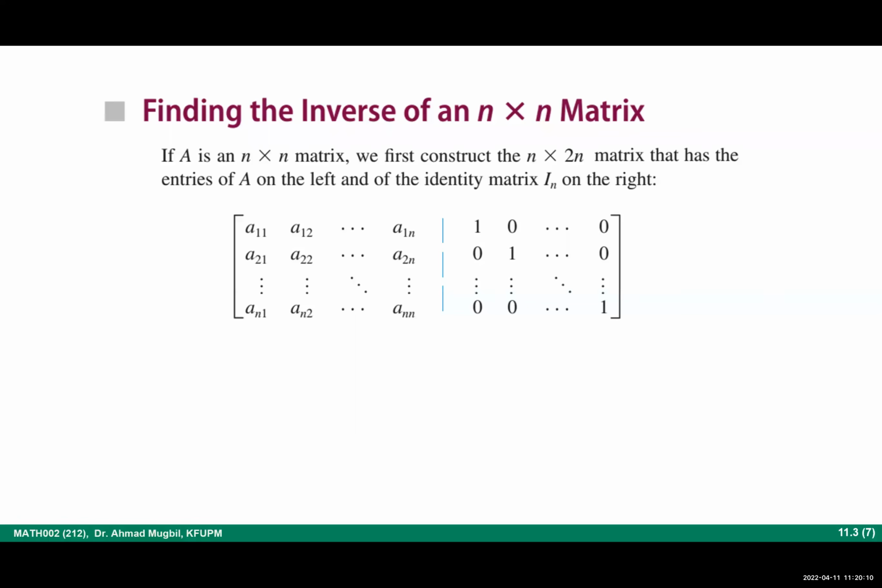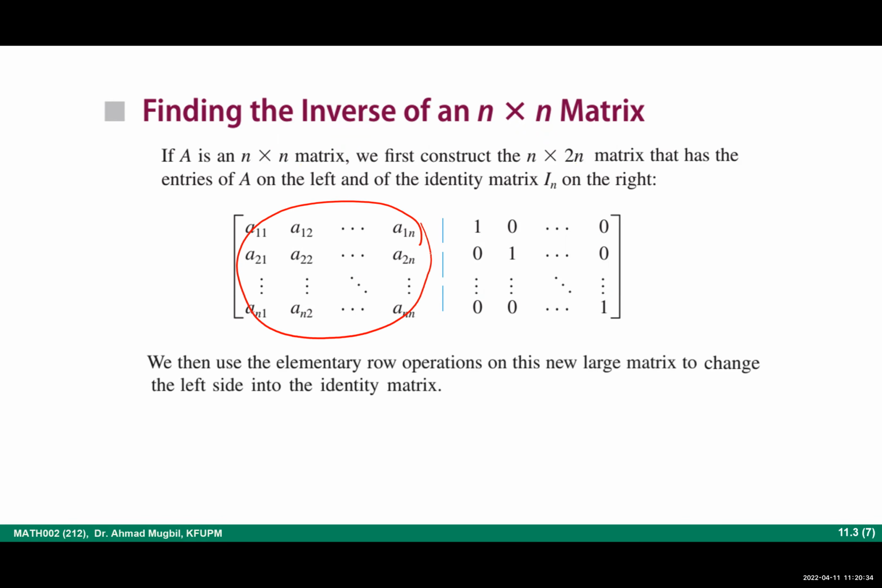So the idea is, if you have an n by n matrix, then to find the inverse, you will write what you can call the extended matrix. You will construct an n by 2n matrix. This is your original matrix. You will write it here on the left. Then you will write the identity matrix on the right.